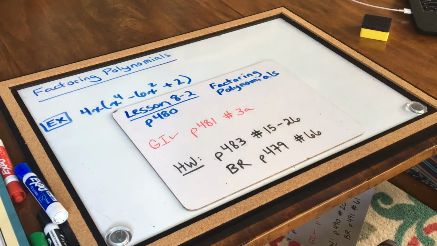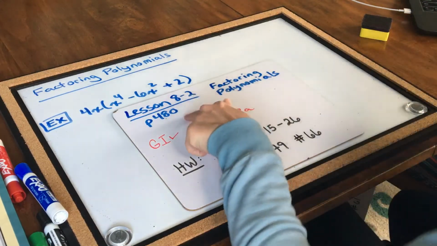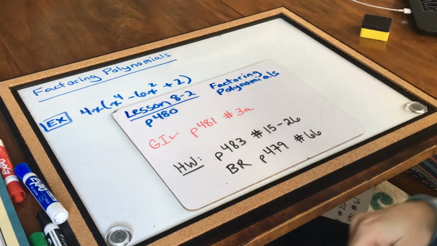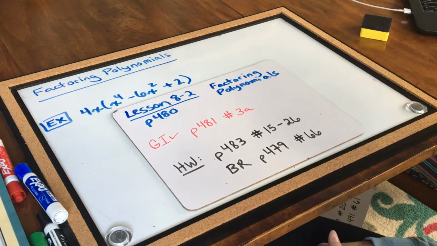Hi, 8th grade. Today we're going to be working on lesson 8-2, which starts on page 480. And this is all about factoring polynomials. So we're going to do a quick review of the distributive property, but after we do that, we're really going to get into factoring and factoring out the GCF.